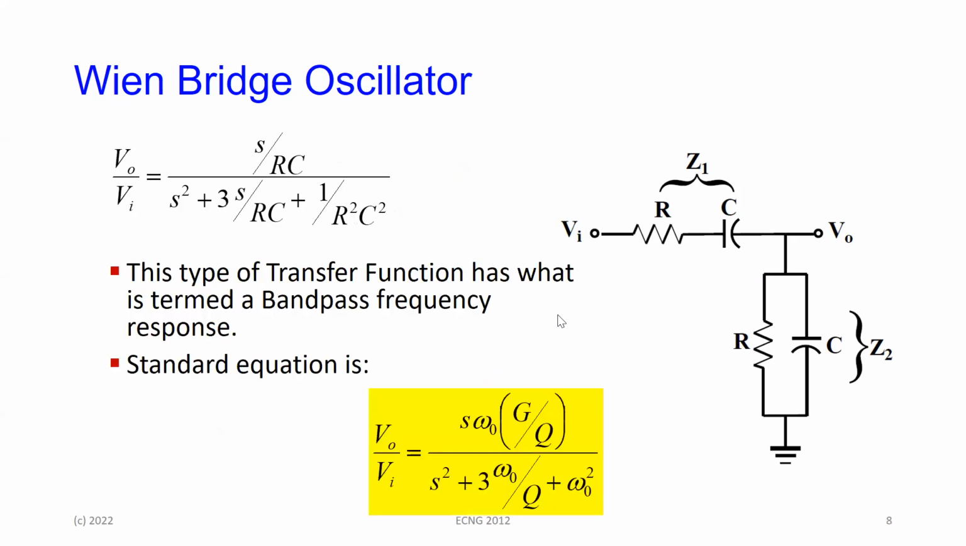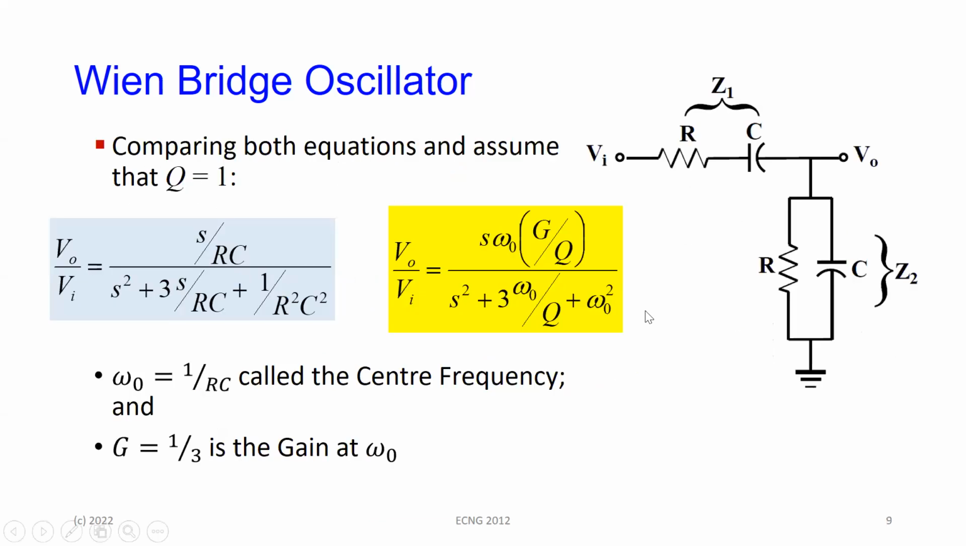This type of transfer function is what is termed a bandpass response. We will get to that. We have a little section of the course that will deal with filters, and you will see what bandpass means. The standard form of that looks like this equation down below. Let's compare the two, and in fact, you could deduce some of the behavior straight off from it.